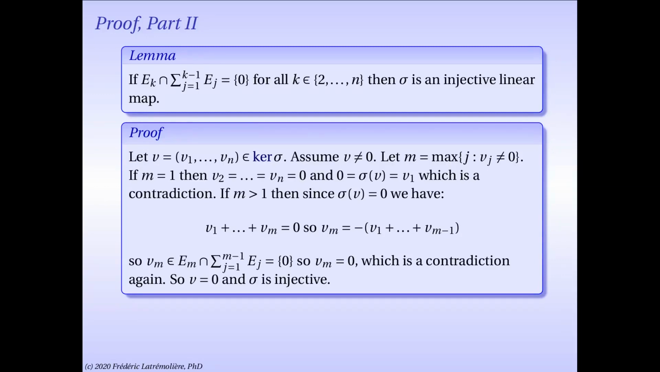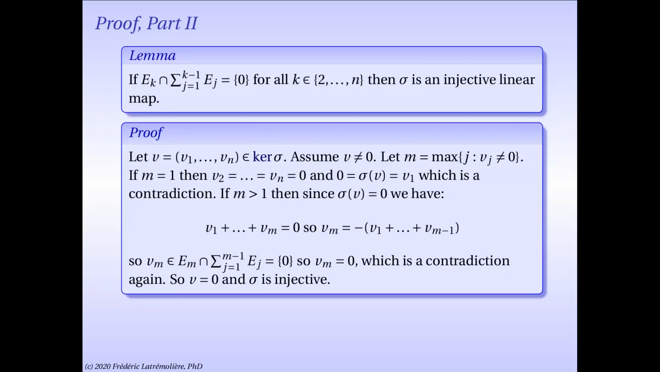But what does that tell me? It tells me something interesting. On the one hand, vm, by definition of the domain of sigma, is in Em, the subspace Em. But on the other hand, v1 is in the subspace E1, v2 is in the subspace E2, etc., vm minus 1 is in the subspace Em minus 1. So this sum here is in the subspace sum E1 plus E2 plus etc. plus Em minus 1. And so minus of it is also there. So you see, we have shown that vm is at once in Em and in the sum E1 plus E2 plus etc. plus Em minus 1. And my assumption tells me that this intersection of these two spaces is a singleton {0}, so vm must be 0. But that's a contradiction by the choice of m.